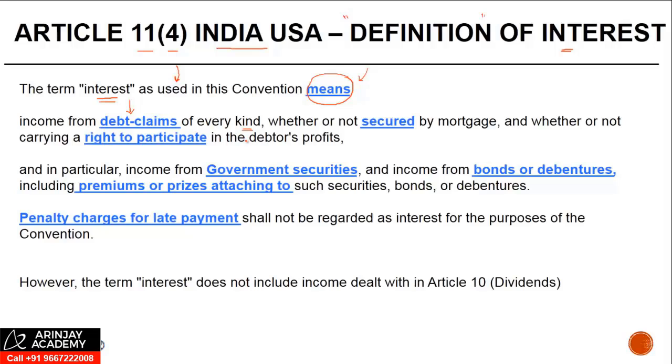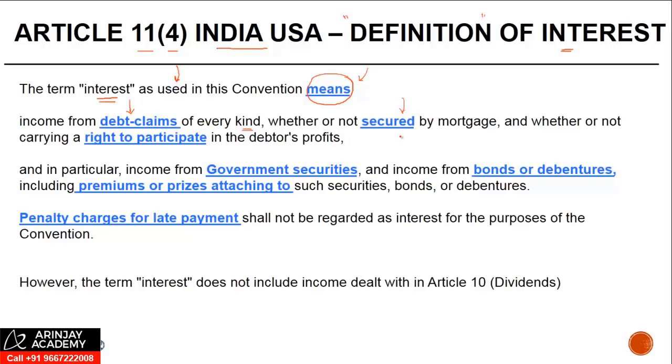Any form of debt for which there's a claim which a lender has to the borrower, for which the borrower makes a payment of income, any income in the form of interest to the lender, is to be considered as interest. Whether or not secured by mortgage, it's irrelevant whether the loan that has been given is secured by mortgage of some assets or not, and whether or not carrying a right to participate in debtor's profit.